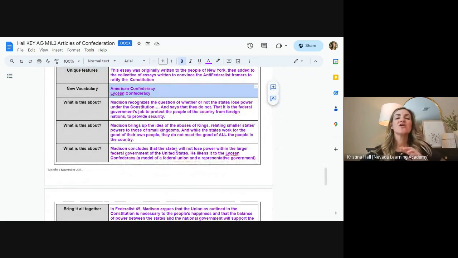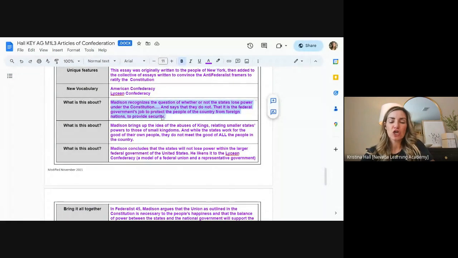Madison recognizes the question of whether or not the states lose power. So he's addressing this concern and says they do not, okay? The federal government's job is to protect the country from foreign nations and to provide security, not to take away states' rights, okay? So he's trying to reassure them that they're not going to be stripped of all their rights.